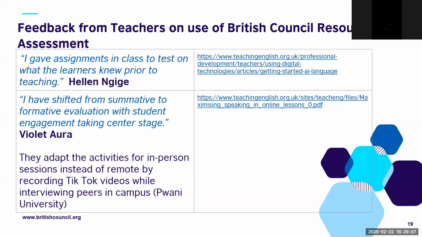One of our teachers, Helen Gige, says in a feedback survey that we were looking at that she gave assignments in class to test what the learners knew prior to teaching. She actually used technology from the British Council resources. She was looking at how to bring AI into her classroom in a way that would be meaningful to the learners. So she wanted to know which AI resources could help them in their reading and speaking, like changing text to speech and vice versa, and such like examples.